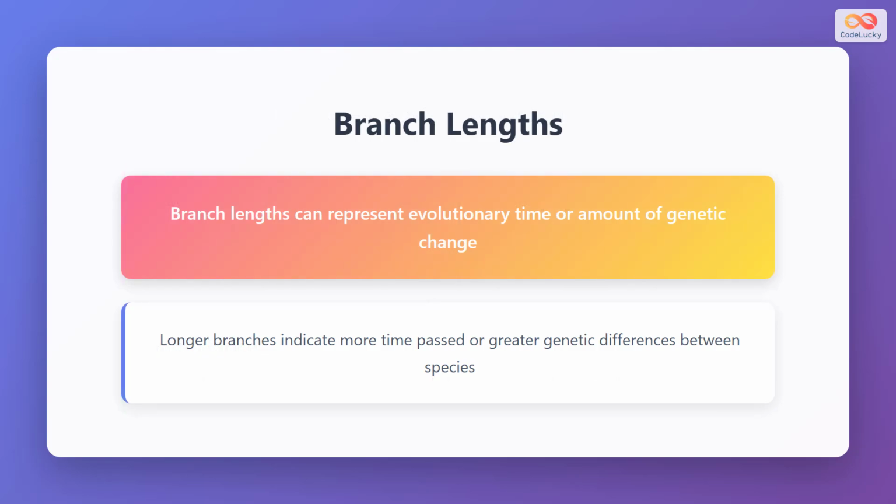Branch lengths in phylogenetic trees carry important information. They can represent evolutionary time or the amount of genetic change between species. Longer branches indicate either more time has passed or greater genetic differences have accumulated. Some trees have branches of equal length, focusing only on relationships, while others use proportional lengths to show time or change.